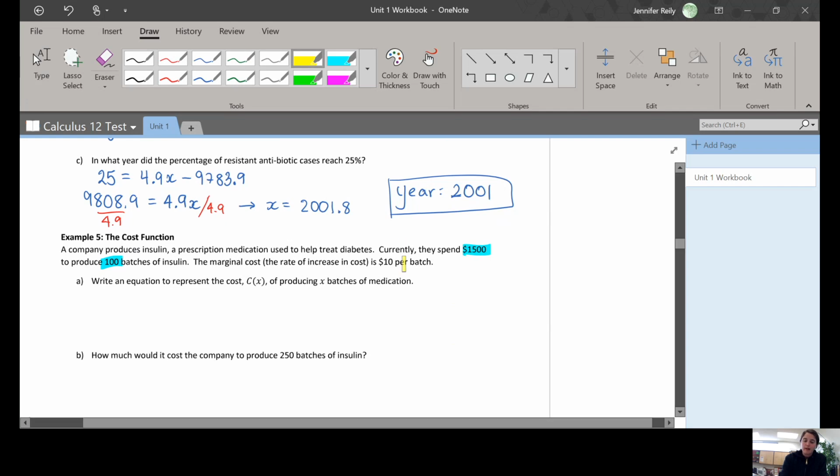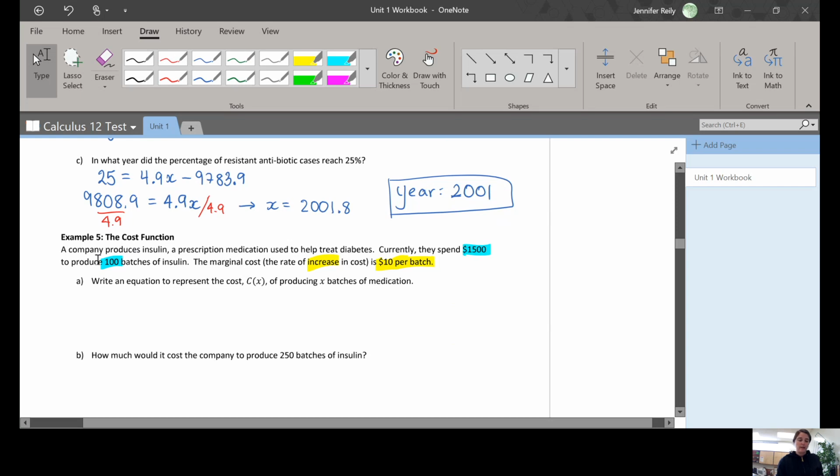So when you see that per, that's often an indication that that is a rate. $10 per batch. That's going to be our slope because it says increase, right? So that's another key. So this word marginal is going to come up throughout the course. It just means rate of change in. But you don't need to know that for now. Even without knowing that, you can just look at the units and tell that this is the slope.